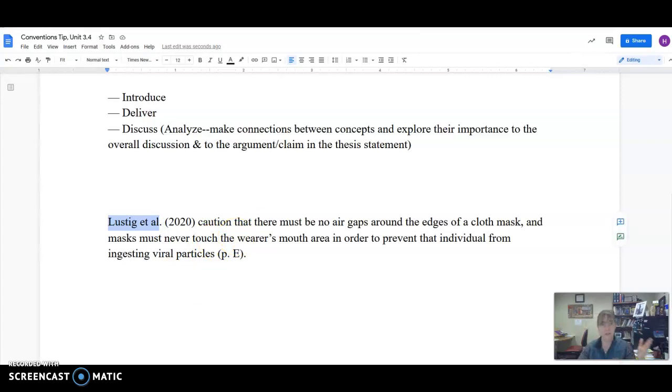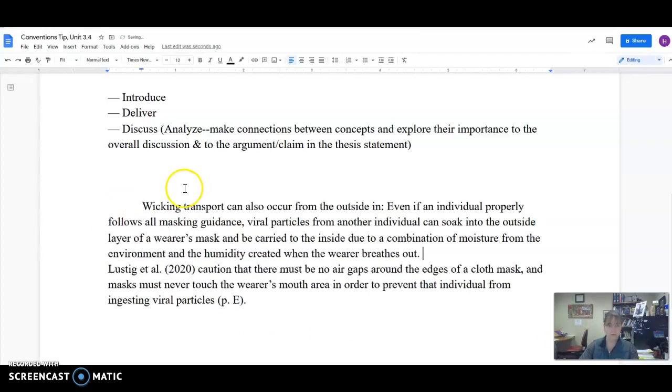Now I explained this earlier in the paper, but that was from the inside out. The particles can come from the inside, move to the outside if we're in a damp environment. Let's say we go out in the rain and then we go inside, and it can actually pull our spit, if you will, and our particles from the inside to the outside. So now we're talking about from the outside in. So we're going to introduce the quote.